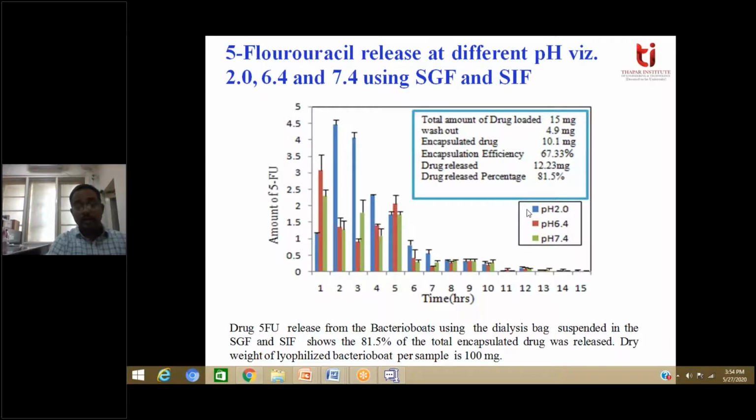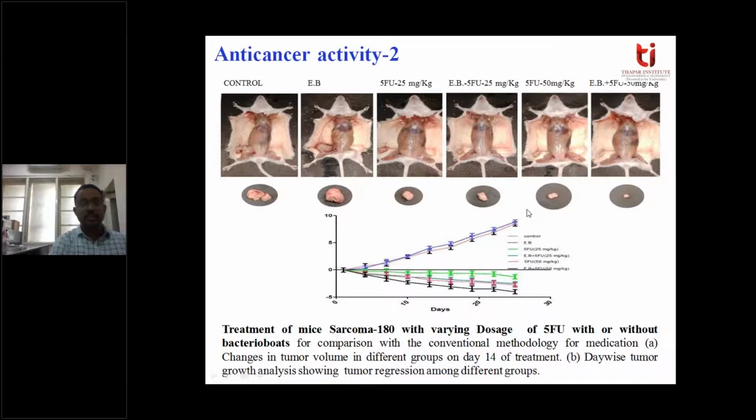Okay, now how does it actually change the scenario of cancer treatment? If you see these animals, what do you see? This is a Swiss albino mouse bearing a sarcoma 180 tumor. This is a control mouse, and you see a huge lump of tumor over here. And then if you treat those mice with empty bacterial board, or even Lactobacillus, only Lactobacillus, you don't see much change.